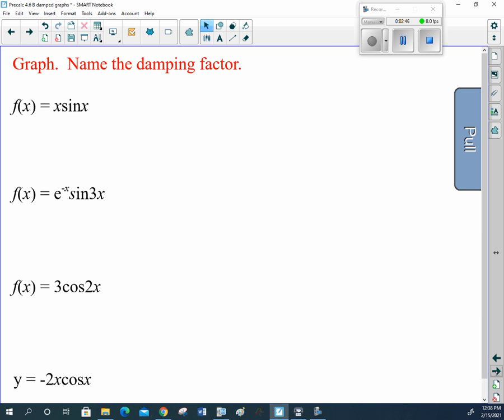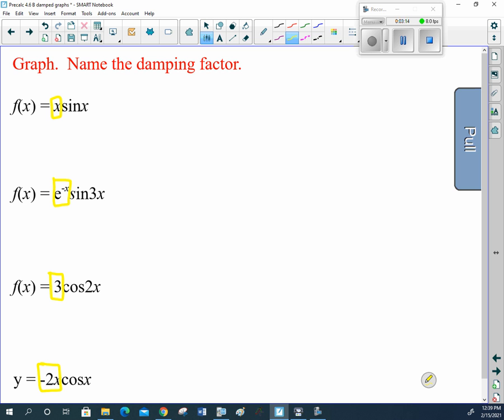So here we go. Here are some equations, and it says name the damping factor. Now, we could graph all of these on our graphing calculator to see what they look like. But just to name the damping factor, I'm going to look right here in the amplitude spot. So this one is an x, this one's an e to the negative x. This one is a 3, so there really isn't a damping factor. And this one is a negative 2x.